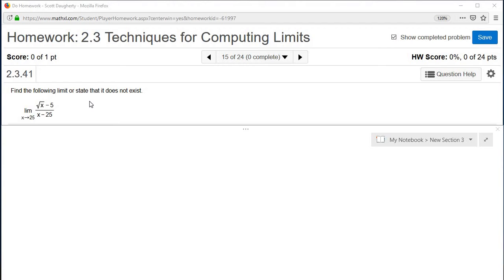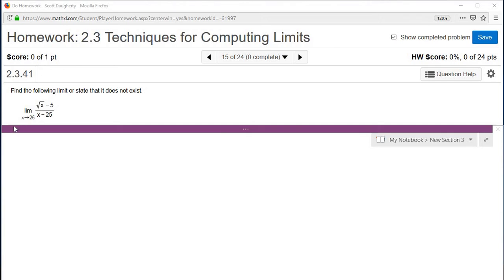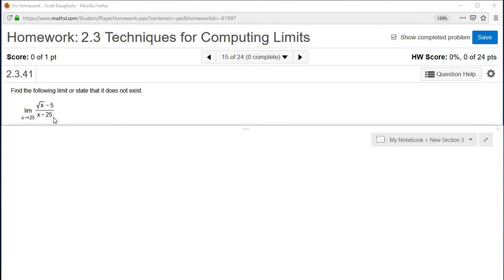So here's how you interpret what happens when you plug a 25 in. On the top, when I plug a 25 in, I get 0. Well, what that really means for me in terms of understanding this limit is that the top is getting closer to 0 as x gets closer to 25. And likewise on the bottom, right? If I plug a 25 in, I get 0. But in this particular situation, the way I interpret that in terms of this limit is that as x is getting closer to 25, the bottom is getting closer to 0. So here's the overall interpretation.